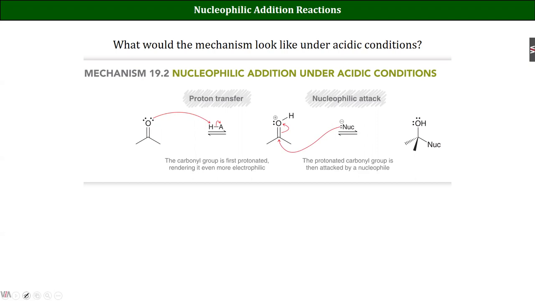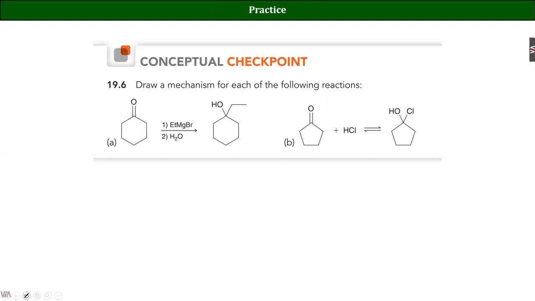So a lot of mechanisms can happen under acidic conditions, and they can also happen under basic conditions, but the order of proton transfers changes. Acidic conditions usually means you protonate something first. Basic conditions means you protonate something last. But the steps are the same, just the order is switched. Right, and so here are two examples. And so part of the trick is recognizing which is which. It's not always explicitly clear.